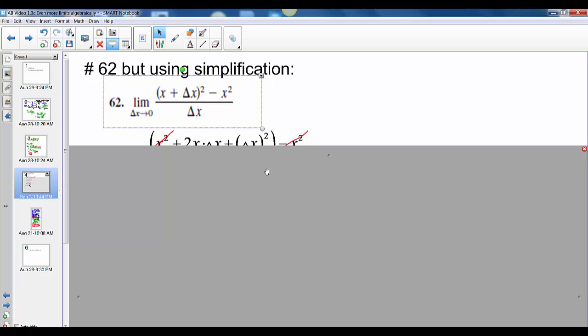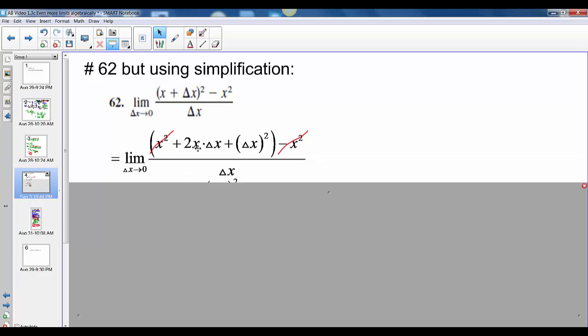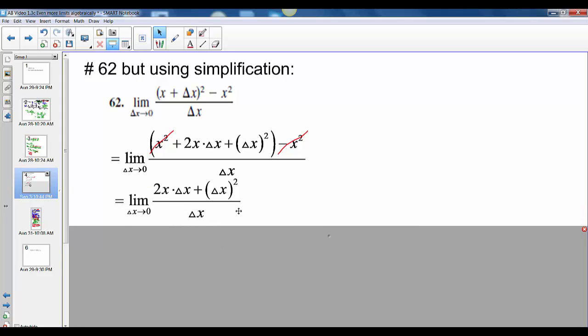Anyways, so rather than factoring it, let's actually simplify it. In other words, let's expand this. This is a plus b all squared. That's going to give a squared plus 2ab plus b squared. And then, of course, you have the minus x squared. The x squares will cancel. You'll notice that you'll still get 0 over 0. But now I can factor out the delta x.